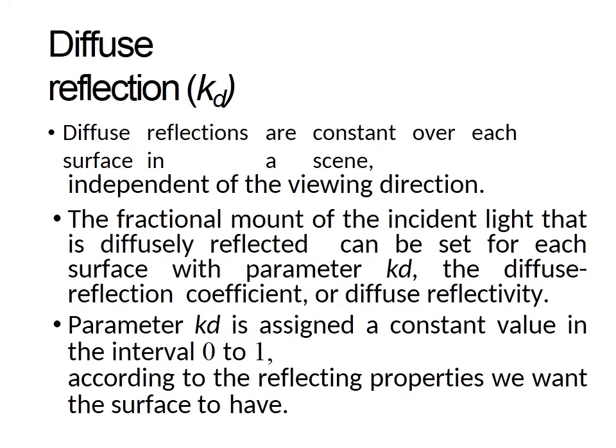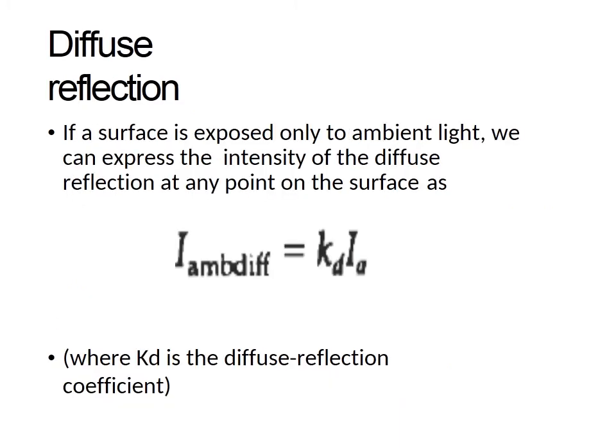If a surface is exposed only to ambient light, we can express the intensity of the diffuse reflection at any point on the surface as I ambient diffuse equal to KD into IA, where KD is the diffuse reflection coefficient. If a surface is exposed only to ambient light, we assume that the diffuse reflections from the surface are scattered with equal intensity in all directions, independent of the viewing direction. Such surfaces are sometimes referred to as ideal diffuse reflectors. They are also called Lambertian reflectors, since radiated light energy from any point on the surface is governed by Lambert's cosine law.